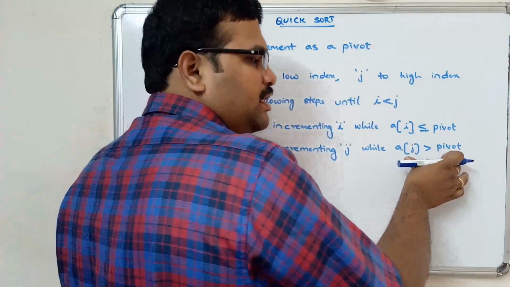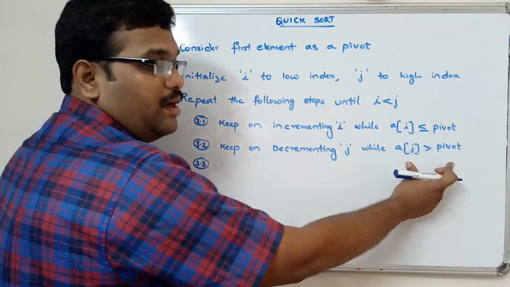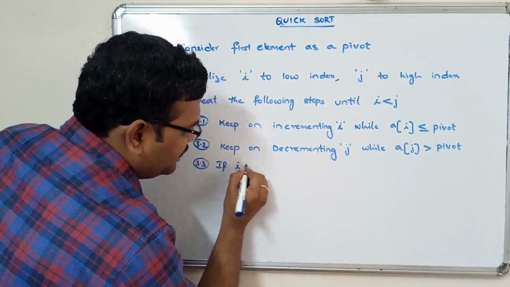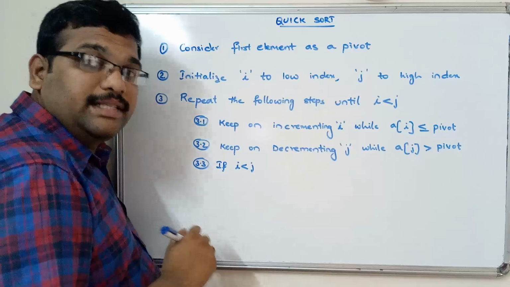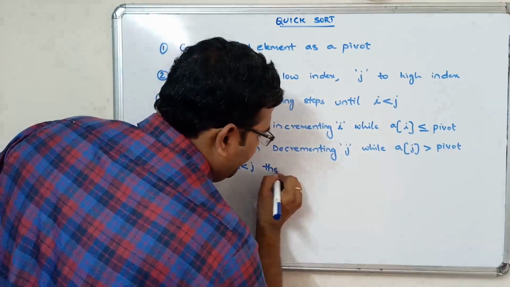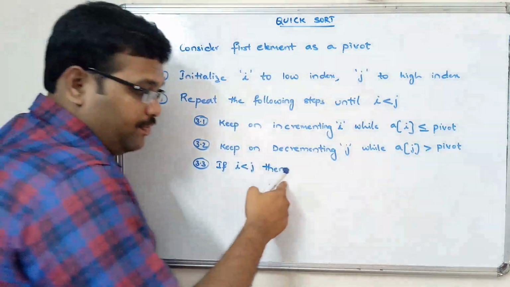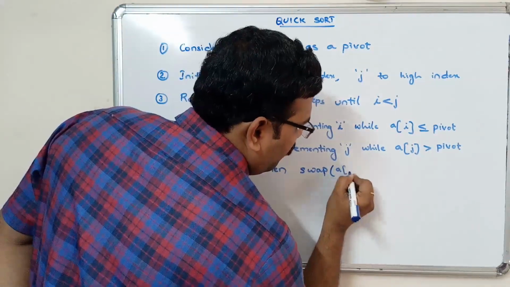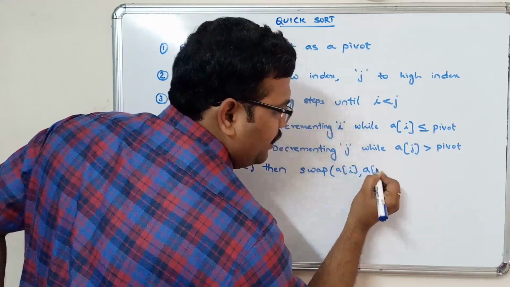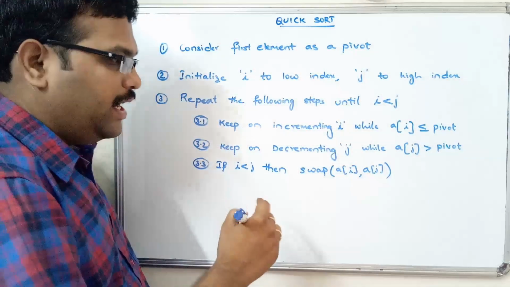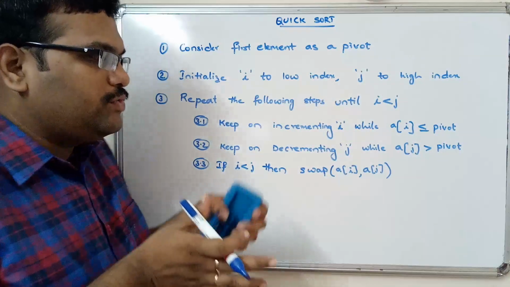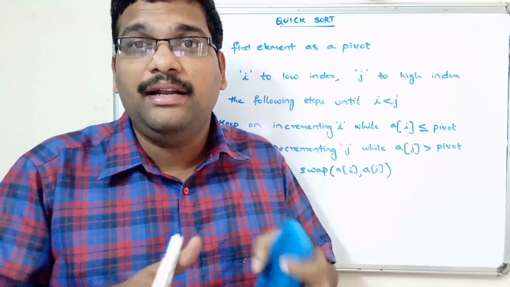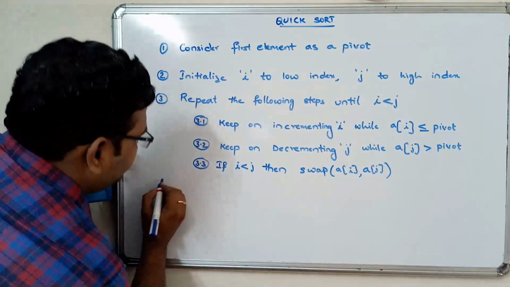At some element, this condition will be false, so we have to stop decrementing the j. Now check the condition. If i is less than j, yes, then if it is true, swap the elements a of i and a of j. So we have to swap the elements available at the ith index and the jth index.